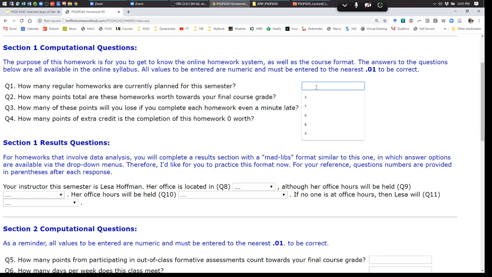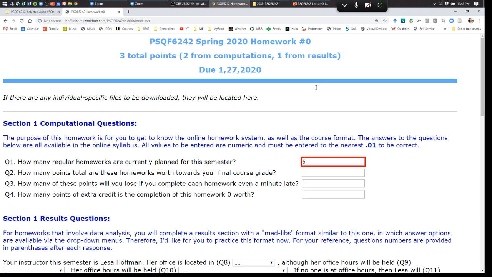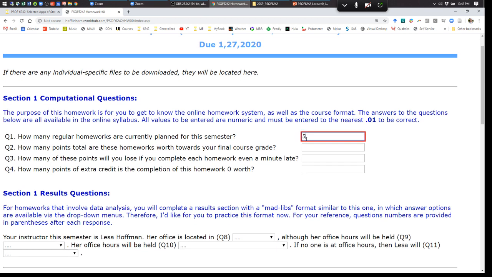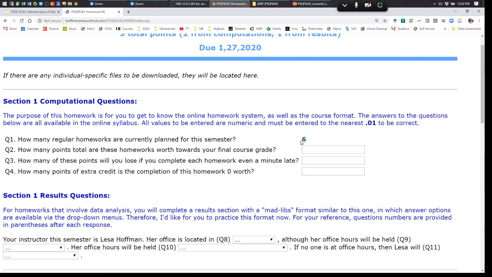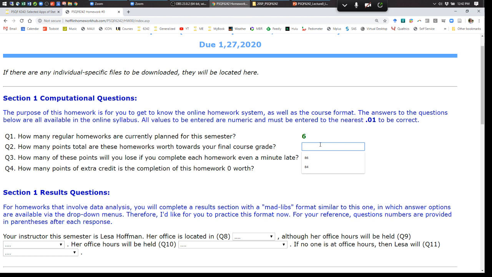So let's play along. How many regular homeworks are planned for this semester? 5. Oh, we gotta vote for 5, we gotta vote for 6. It's in the syllabus. Well, let's try 5, since that's the lower one. So I'm gonna hit 5 and I'm gonna hit enter. Nope. How about we try 6? Not 56, that would just be inhumane. 6. Ta-da! How many points are these worth?